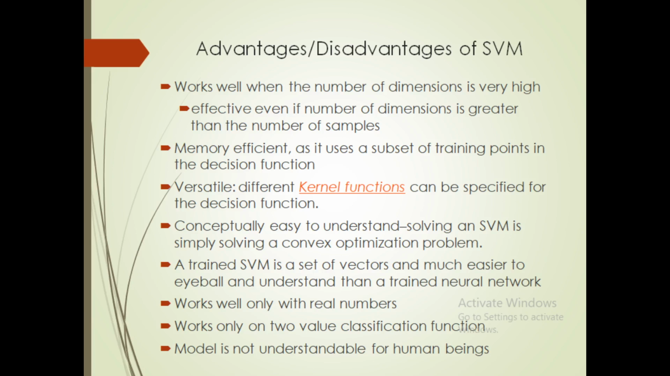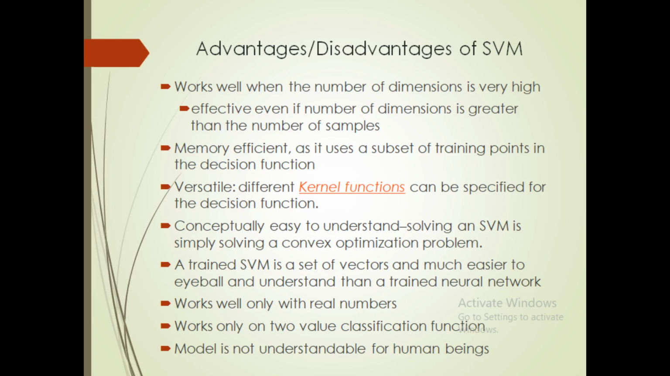SVM works well when the number of dimensions is very high. If you have been provided with the objective of classifying whether the mail is spam or ham, then we know that the number of instances or samples given to us will be less, but in a single sample there will be lots of dimensions. Even in such a condition, our SVM works very fine.